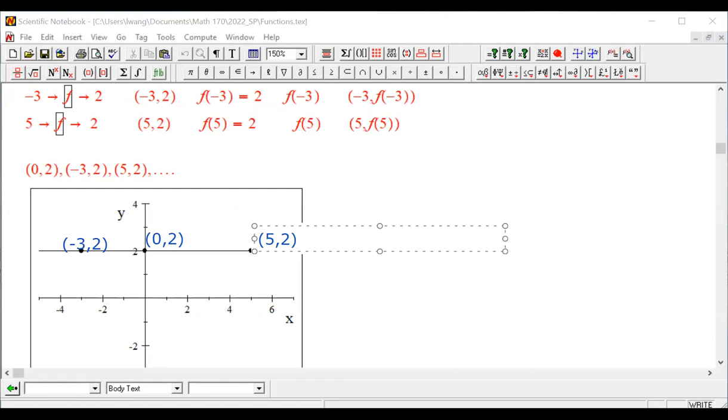And this graph, as you're all very familiar with, how do we read that graph? For example, for -3, 2?